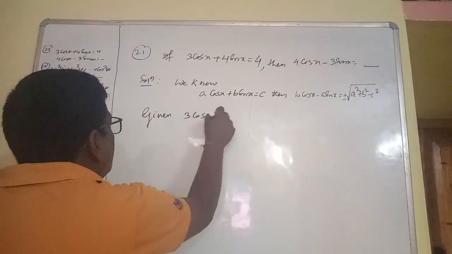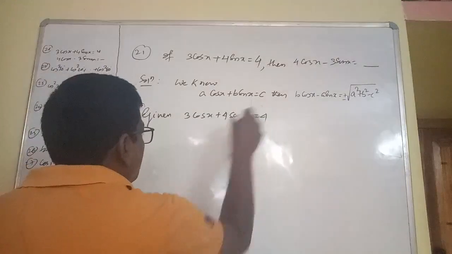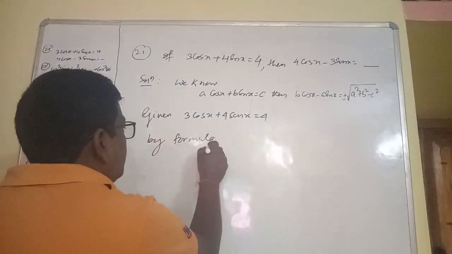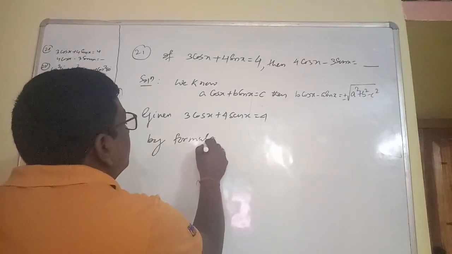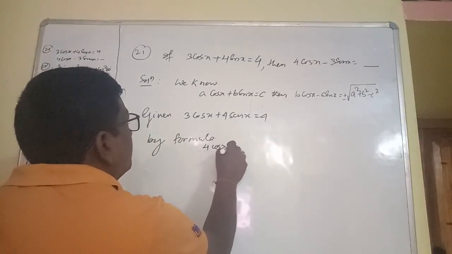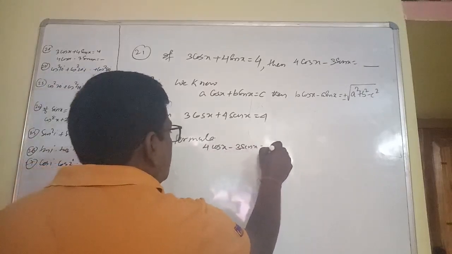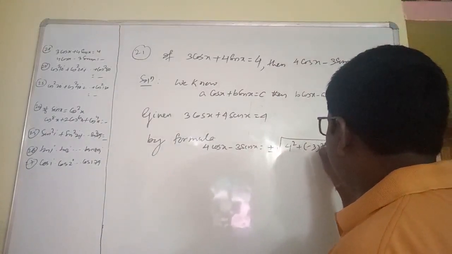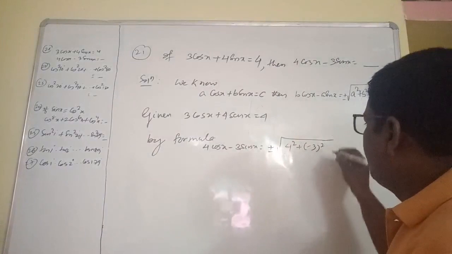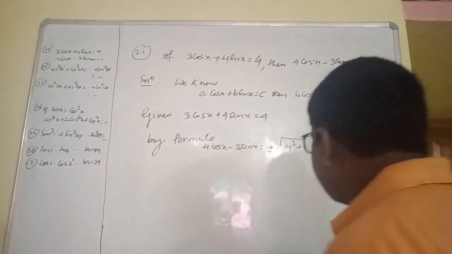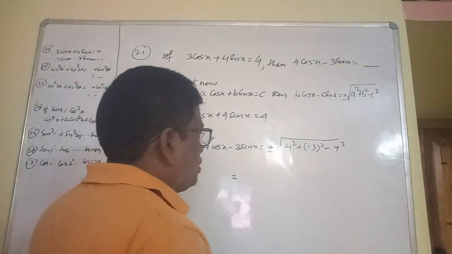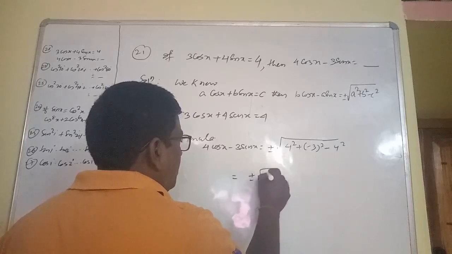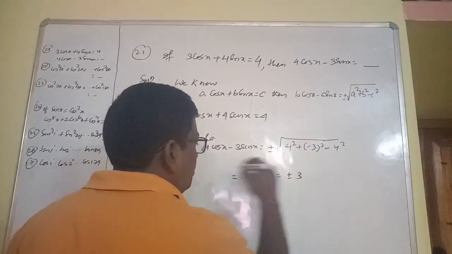3 cos x plus 4 sin x is equal to 4. By the formula, 4 cos x minus 3 sin x is equal to plus or minus root over a square plus b square minus c square, which means 4 square plus minus 3 whole square minus 4 square. So what is the answer? This is 4 square minus 4 square, which cancel, and this is plus or minus root over 9, which is equal to plus or minus 3. That is your answer.